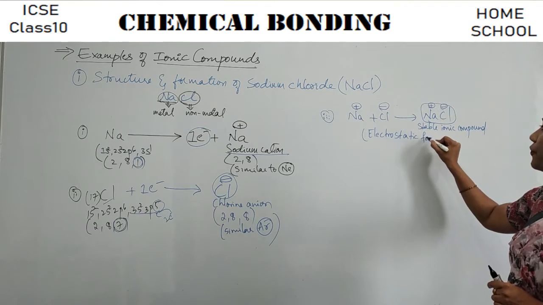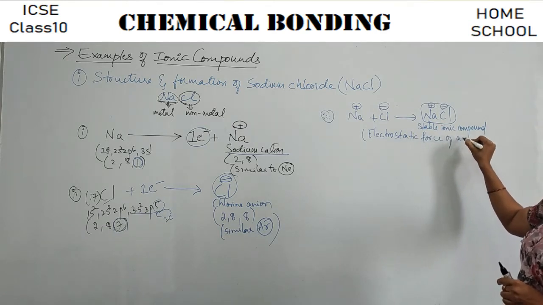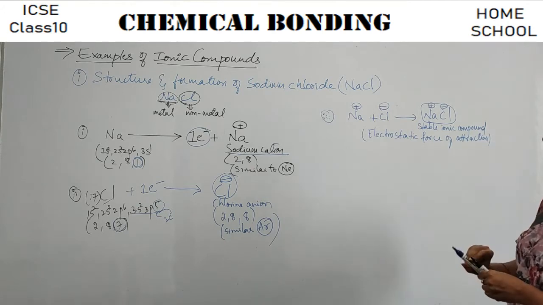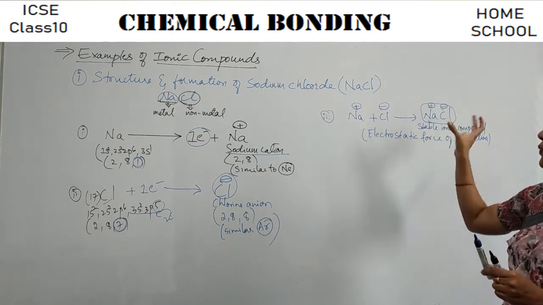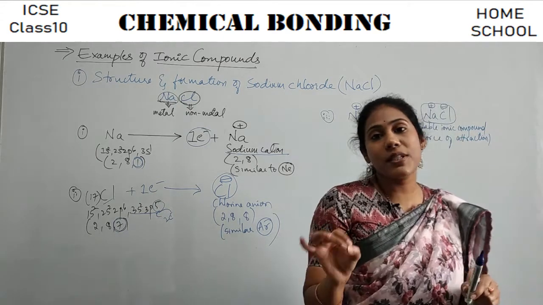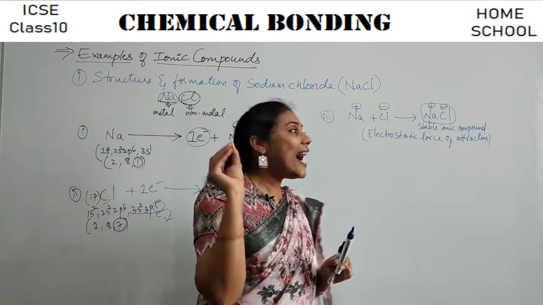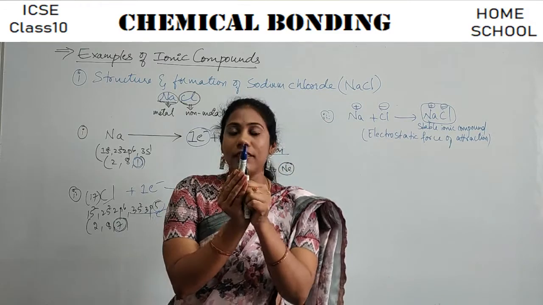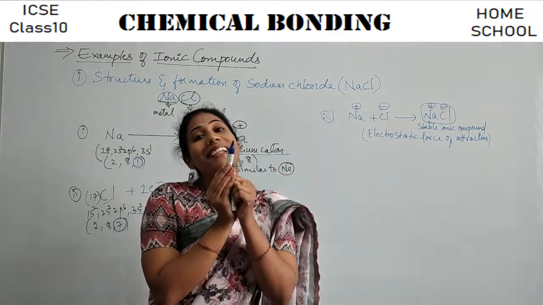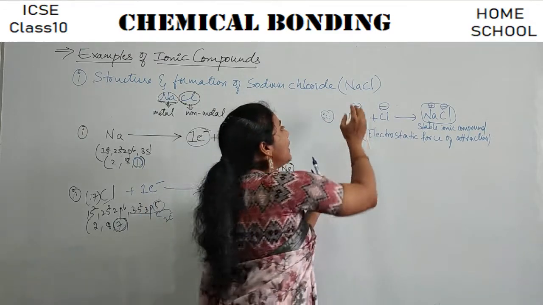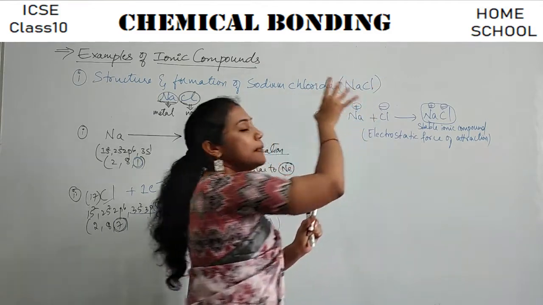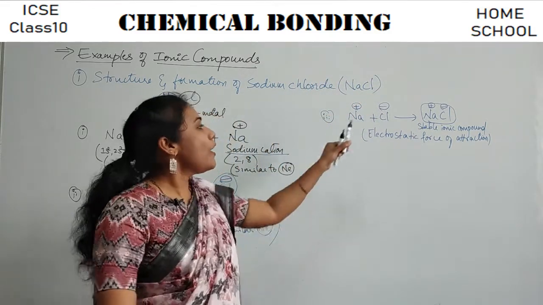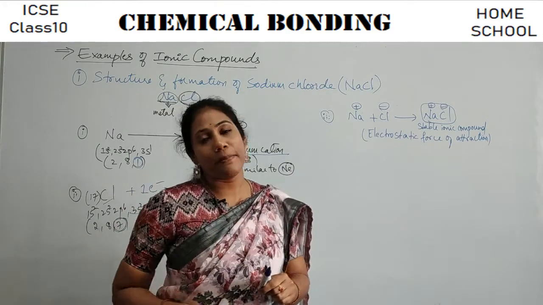So what do we mean by electrostatic force of attraction? An attraction between a positive and a negative ion is called electrostatic force of attraction. That attraction is keeping sodium and chlorine together. So you are getting an entirely new compound called NaCl, that is sodium chloride. This is how NaCl formation takes place.